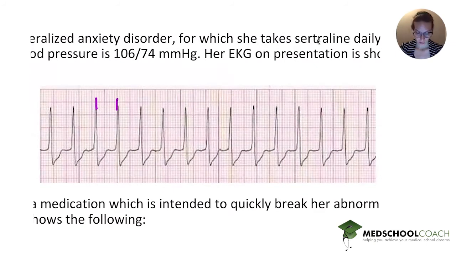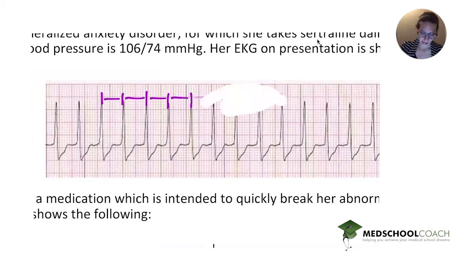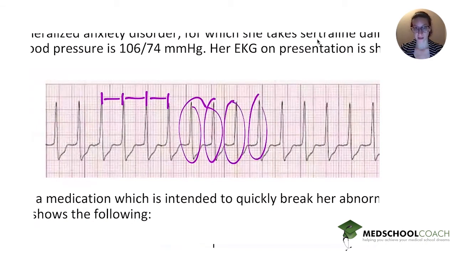It's very regular, right? If we march these out using a caliper, these QRSs are all pretty evenly spaced between each other. These distances are all pretty much the same. So that tells us that this is a regular tachycardia. And is this monomorphic or polymorphic? It's monomorphic. These QRSs all look pretty much identical to each other to me. So this is a monomorphic tachycardia.